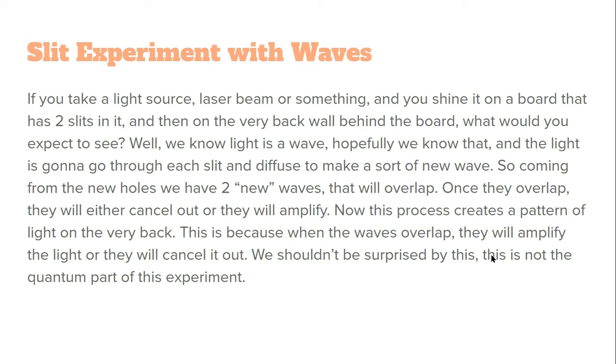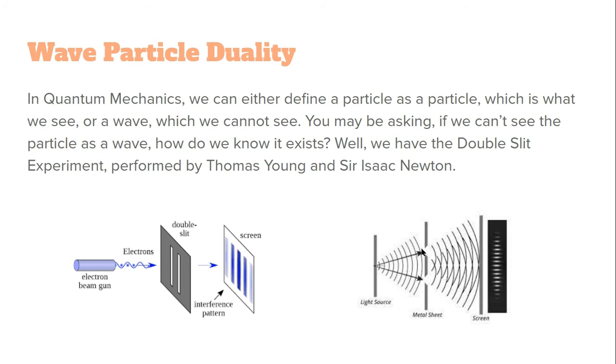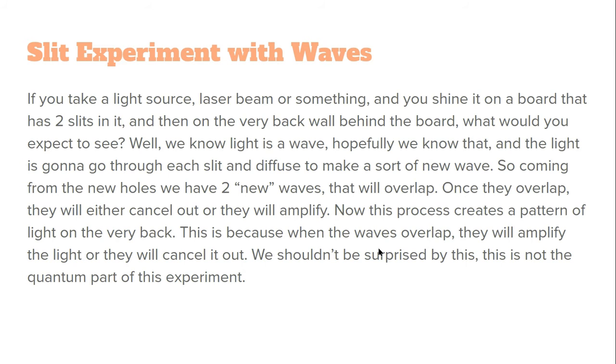So this process creates a pattern of light on the very back. This is because when the waves overlap, they will amplify the light or they will cancel it out. We shouldn't really be surprised by this effect because this is not the quantum part of the experiment, because light is a wave. This is typical wave behavior where it's going to diffuse going through each hole. So if you shine a light source through this board with two slits, it's going to make a new wave on each side right here, and then it's going to form a pattern on the very back wall on the screen. So that's typical wave behavior.